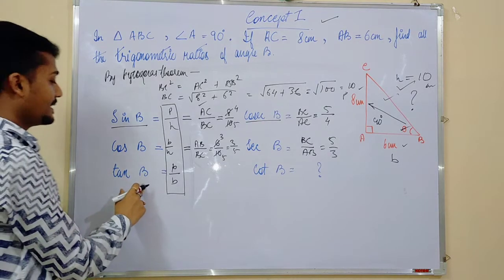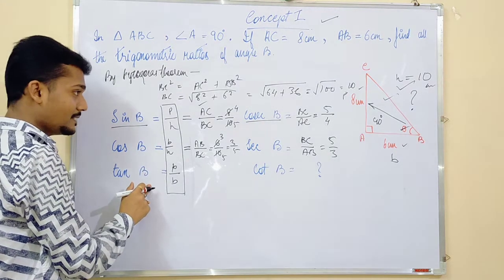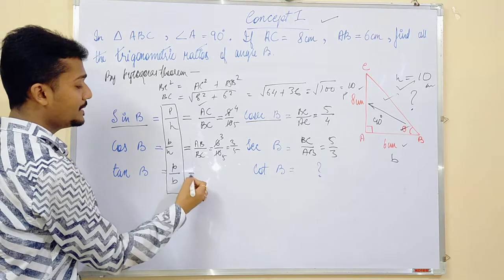Next is tan theta, sorry, tan B, isn't it? Tan B is equal to P by B. P, what is P?